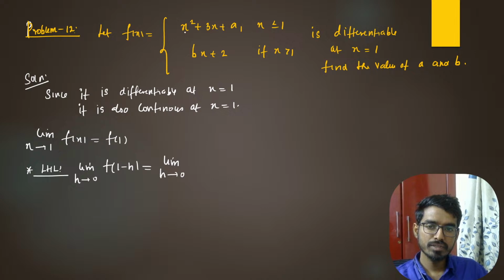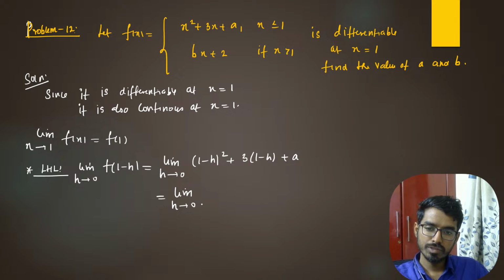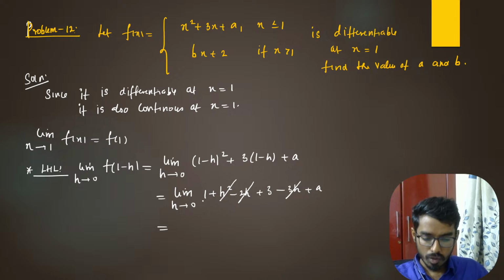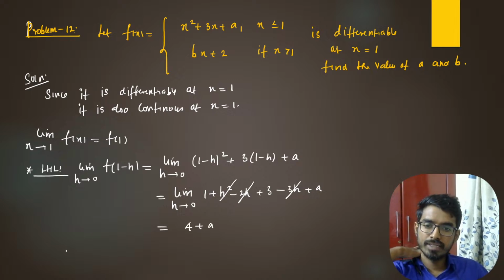So f of x is x square plus 3x plus a. That is 1 minus h whole square plus 3 into 1 minus h plus a, right? F of 1 minus h, this is your function f of x. So this is limit h tending to 0, 1 plus h square minus 2h plus 3 minus 3h plus a. So when h is 0, you will have 4 plus a, right? So 4 plus a is your LHL.